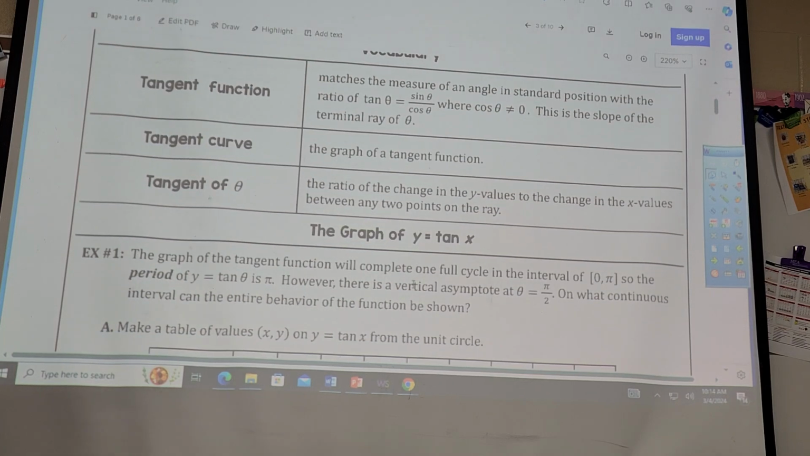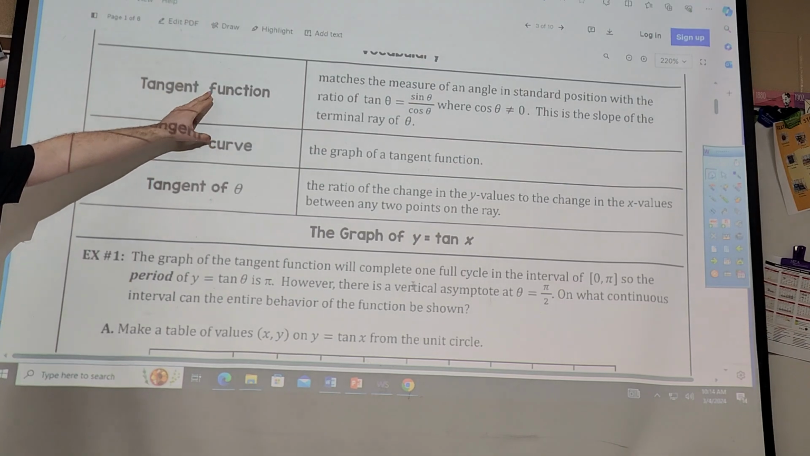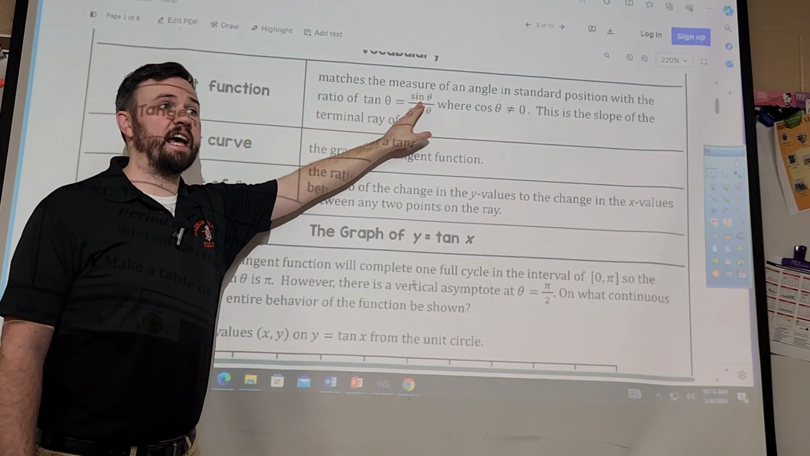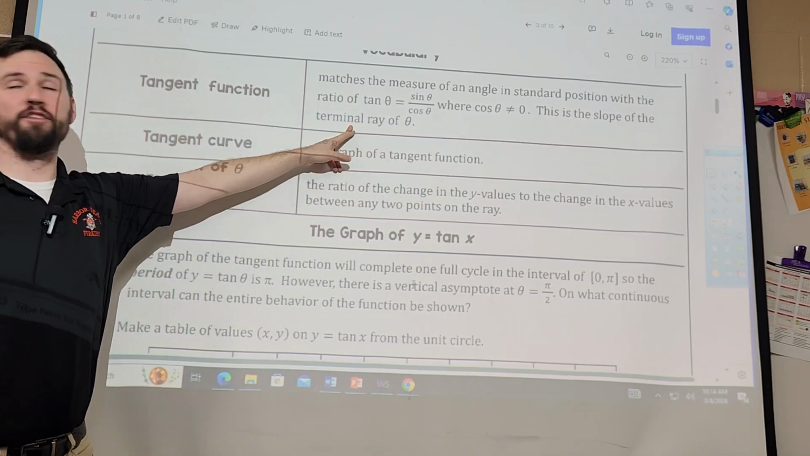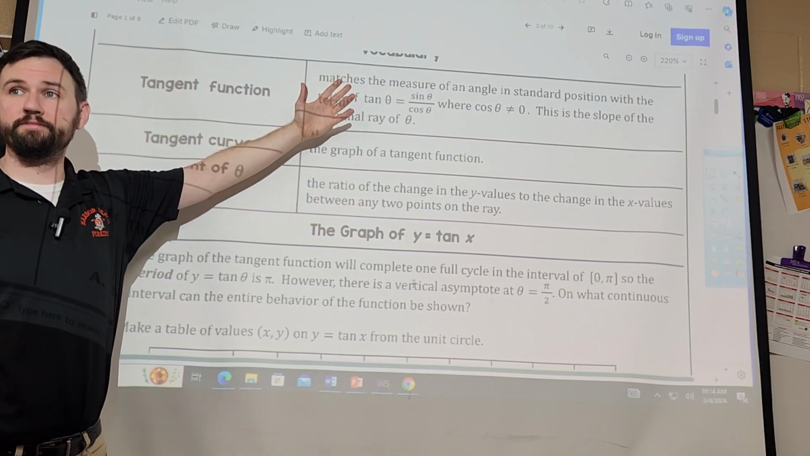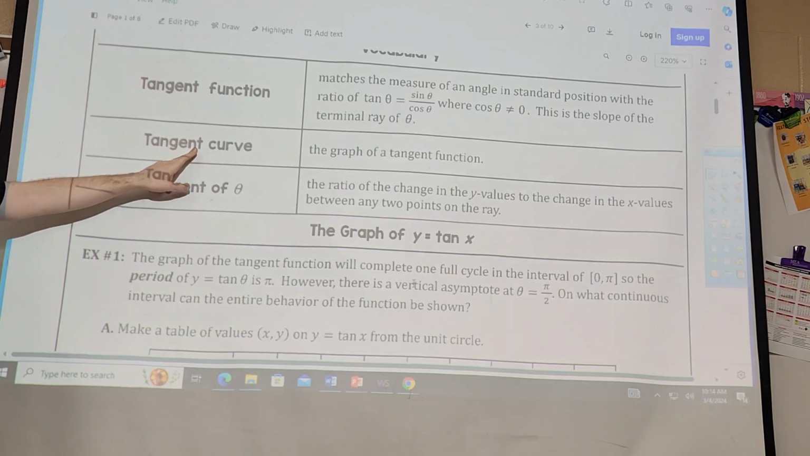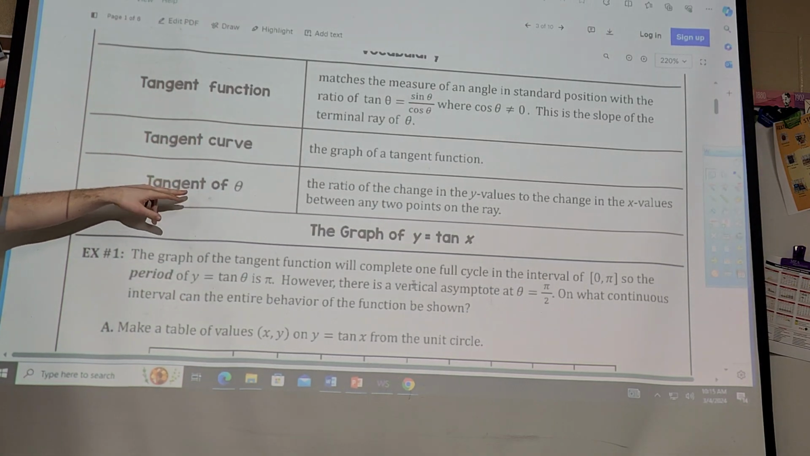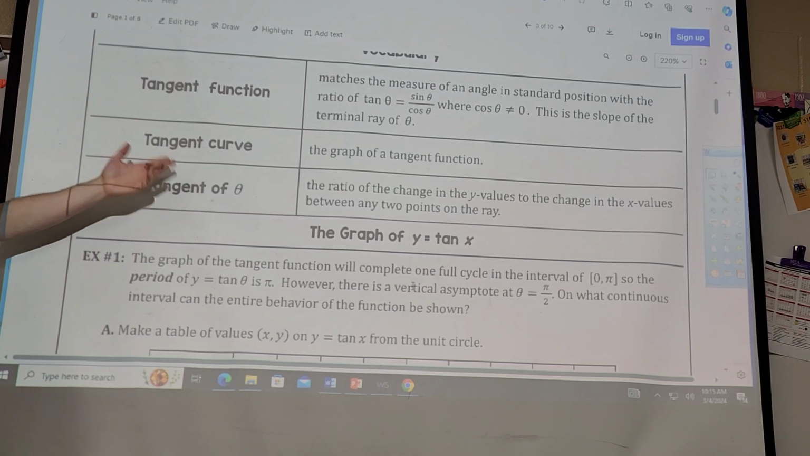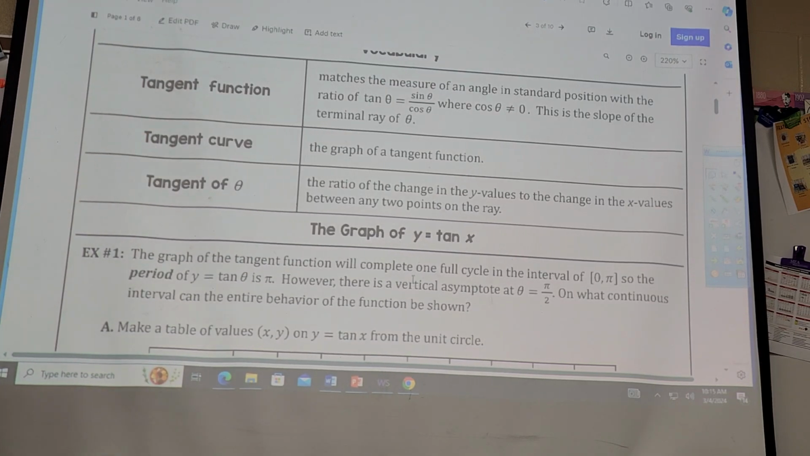Good. Some things to remember or highlight. Tangent is sine over cosine. So when cosine is 0, there is no slope. It's undefined. Tangent curve is a new term we're going to use. You're going to see what that looks like. It has a distinct shape. Oh, and it's y over x. Okay, cool. It's everything I just said.